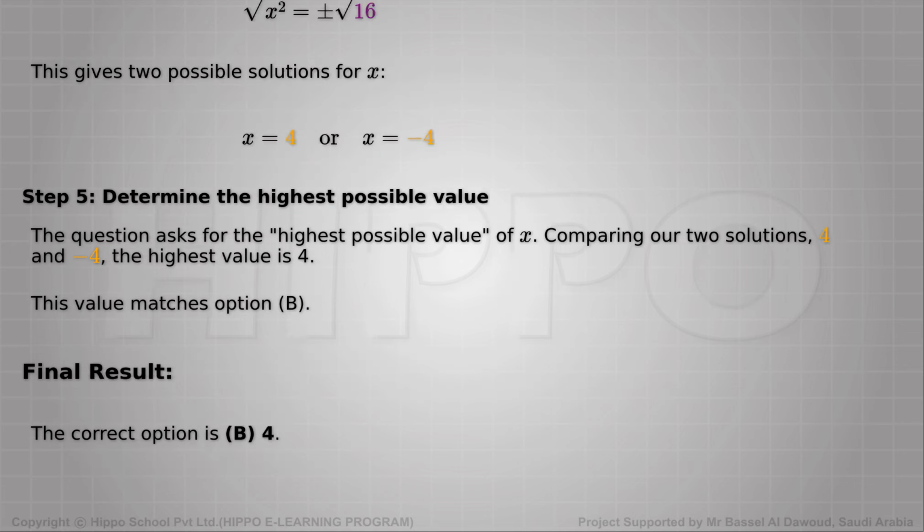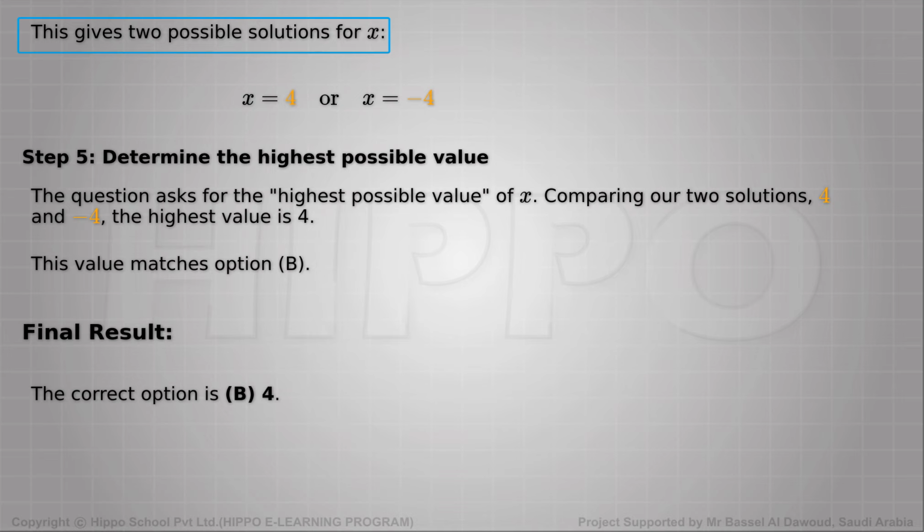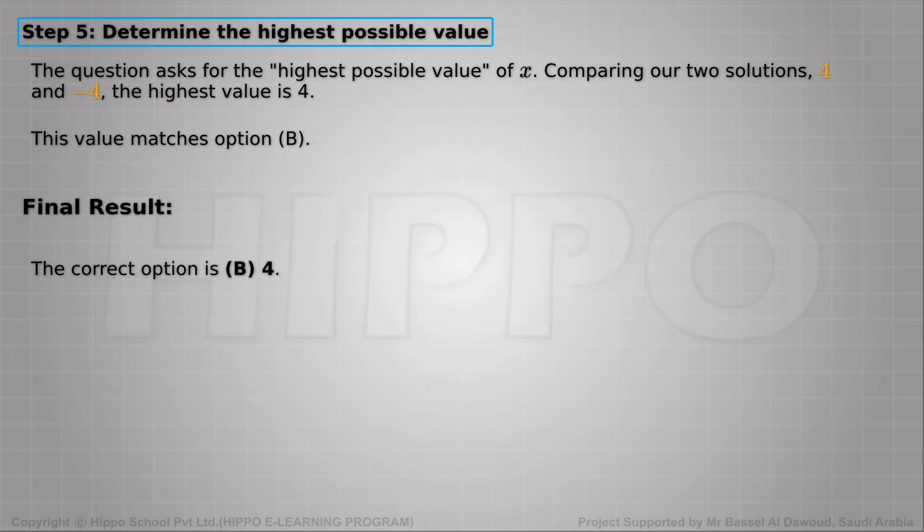The square root of x squared is just x. The square root of 16 is 4. Because we have to consider both the positive and negative possibilities, we get two possible solutions for x. As shown on the screen, x can be equal to 4, or x can be equal to negative 4. Both of these values would satisfy the equation x squared equals 16. Okay, we have our two possible answers, 4 and negative 4.